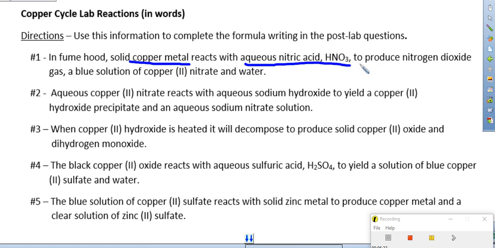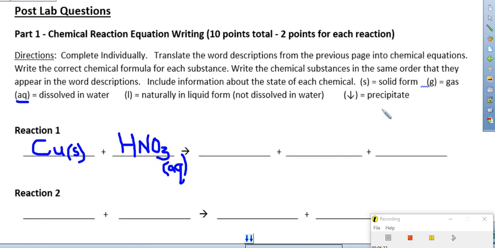All right, and then what am I making? So that's the arrow, to produce. I'm making nitrogen dioxide gas. I'm making a solution of copper 2 nitrate, and I'm making water. So those are the 3 chemicals you write here on these lines. So that's how you fill in this section.